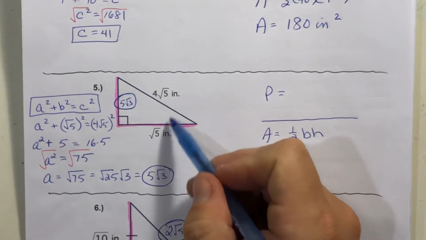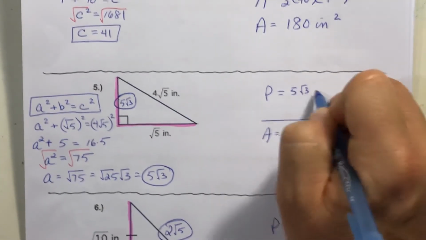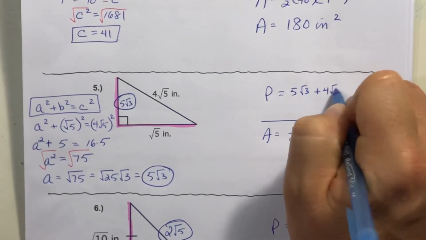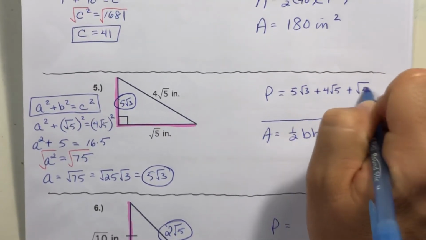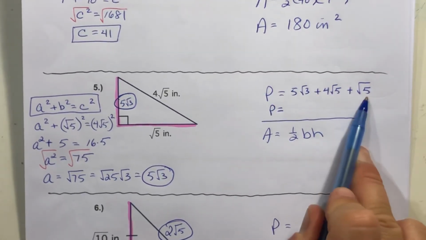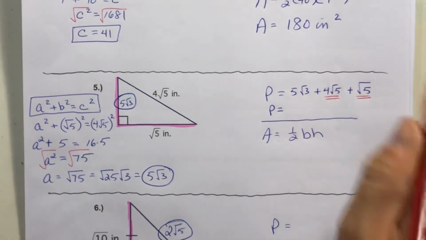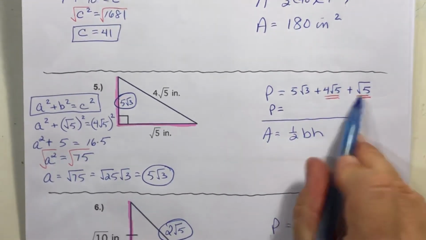Now, perimeter, ladies and gentlemen, I'm just going to add up all 3 sides. So that's 5 radical 3 plus 4 radical 5 plus radical 5. Now, I need to ask myself, are all 3 of these radicals like? No, they're not, right? So we do have a pair of like radicals, though. You could see that we have 2 that have radical 5s.